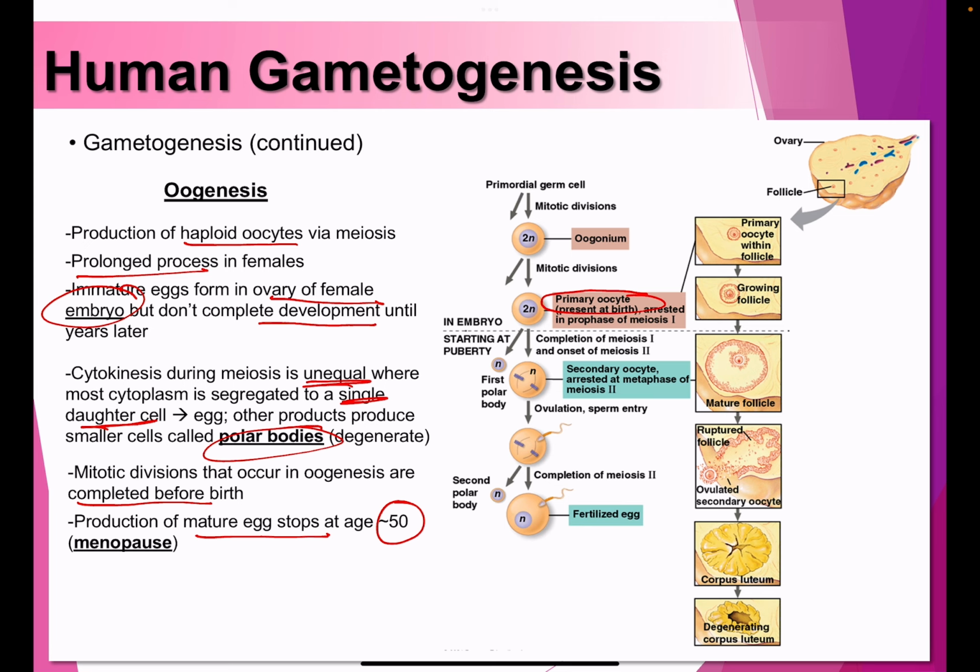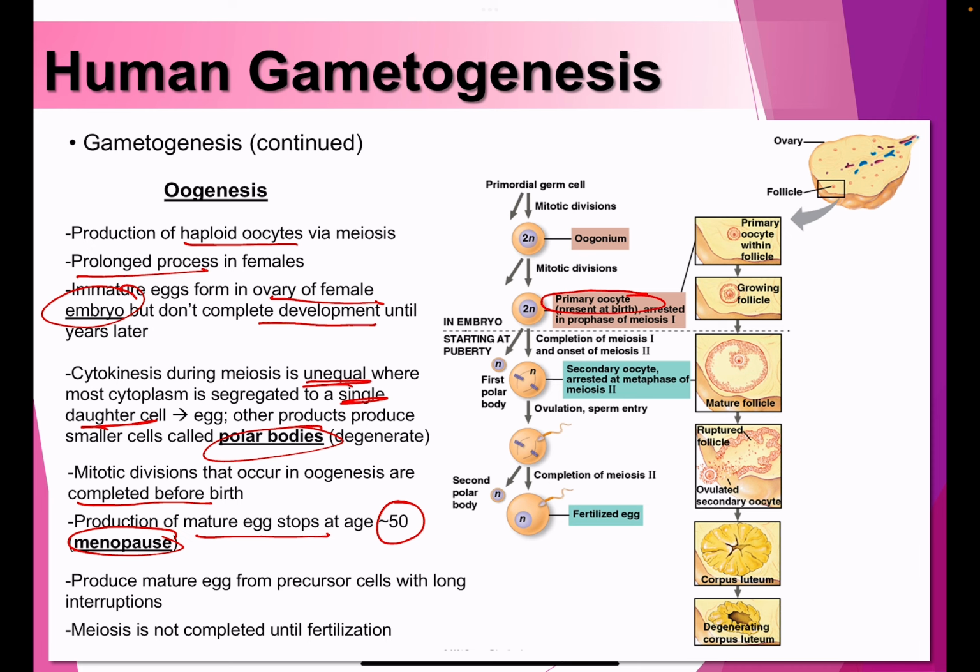For females, this whole process of oogenesis will completely stop by the age of 50, which is when females reach menopause. Of course, that's an approximate, average age. Different females will reach menopause at different ages, but the average is 50. And once after menopause, everything stops. You no longer can produce oocytes.